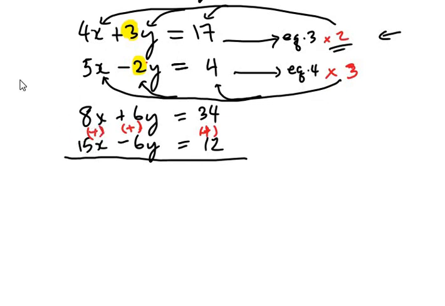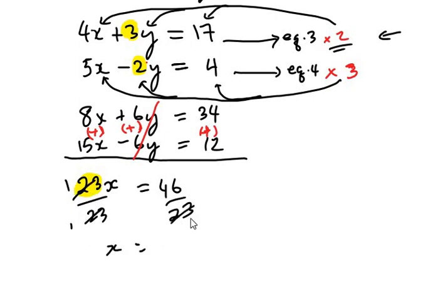8x plus 15x will give us what? 23x. And this part will actually give us 0, as we highlighted before. And 34 plus 12 will give us 46. How do we get rid of the 23? You can use the balance method. We're going to divide both sides by 23. 23 into itself goes once, so x equals, and 23 into 46 goes 2 times. And so we have x equals 2.